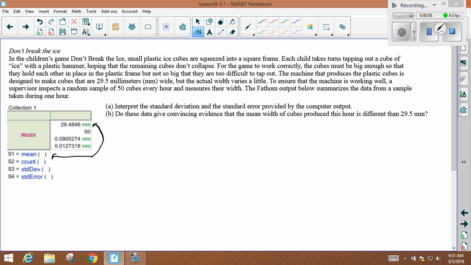If you want the block to be 29.5 millimeters, that looks like a fair mean, right? And then the count is 50, so you see that it's actually going in this order. Let's interpret the standard deviation and the standard error. So A, what, on average?